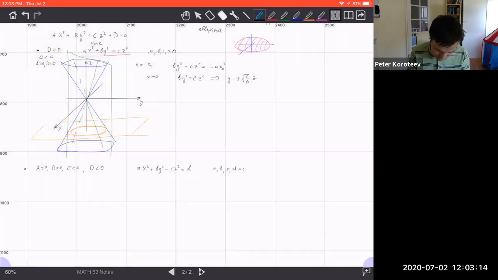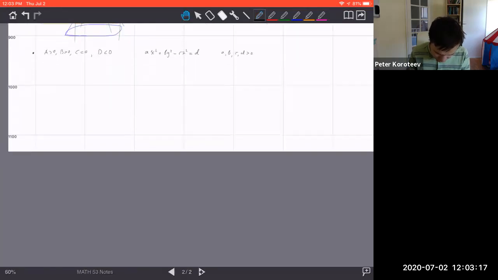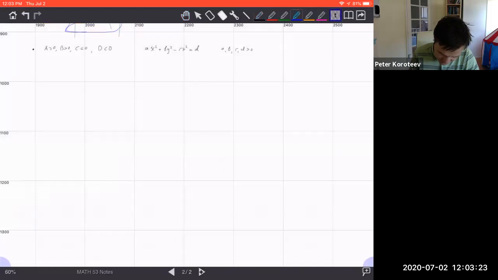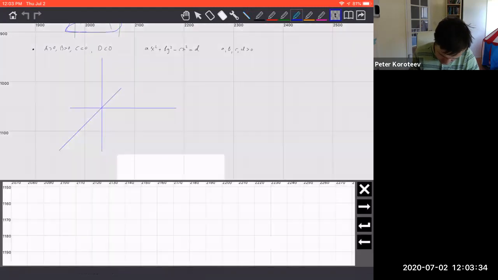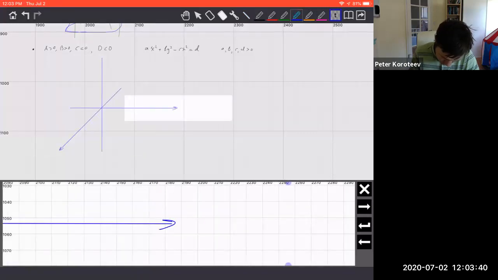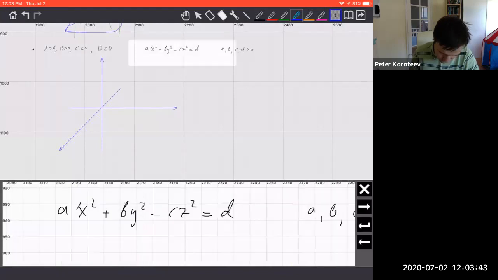What's that? What's this equation? What does this equation represent? Again, look at sections, at cross sections.